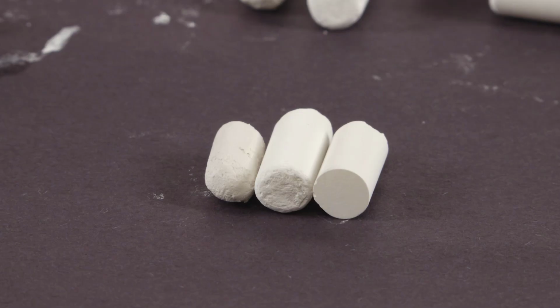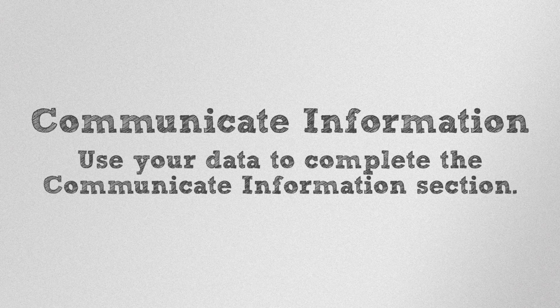Look at the 3 pieces of chalk. Going from left to right on the screen, you see the chalk that was shaken with the water and pebbles, the chalk that was shaken with just pebbles, and a piece of chalk that was not shaken at all. Now that you've finished collecting your data, take some time to communicate your findings. Use your data to complete the Communicate Information section.